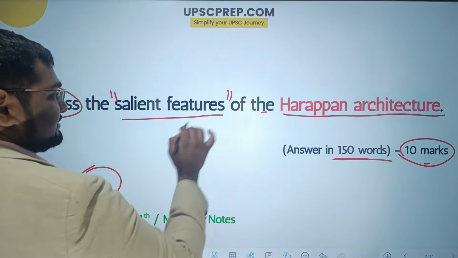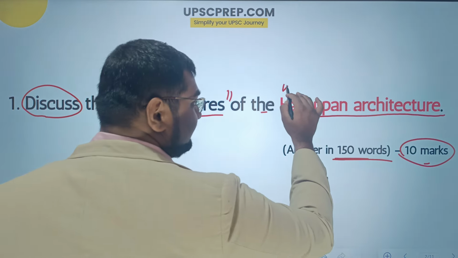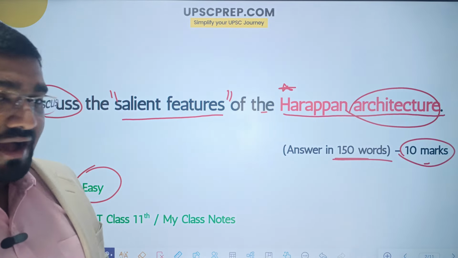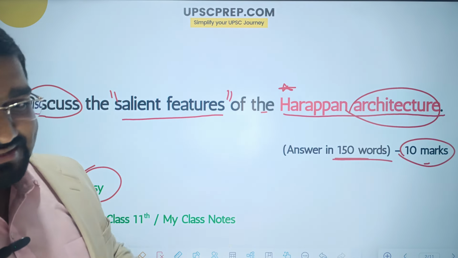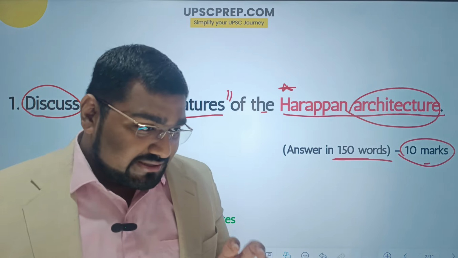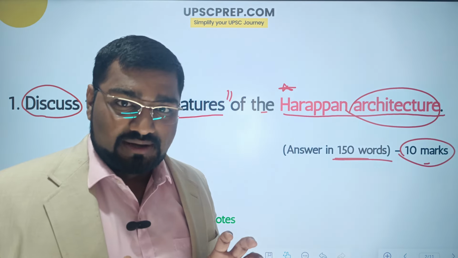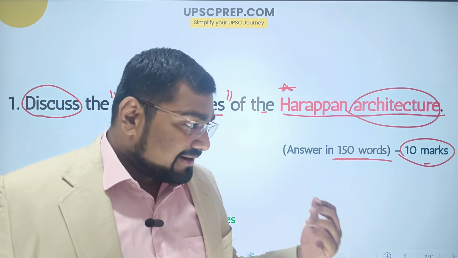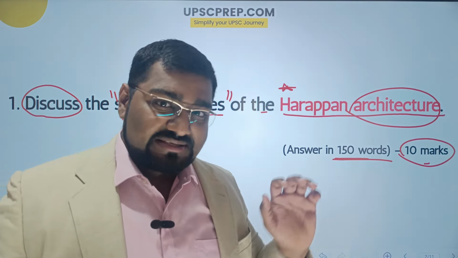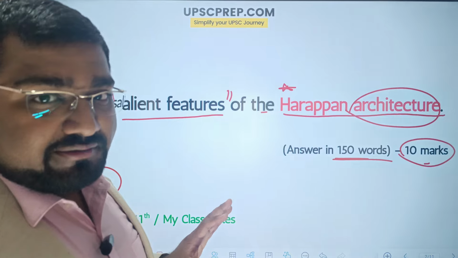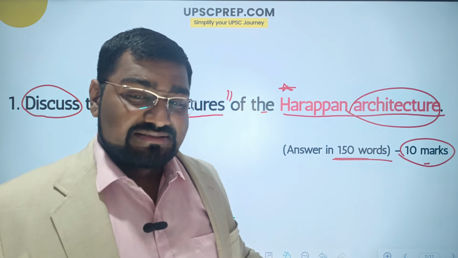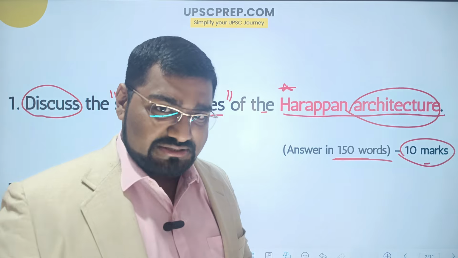All the salient features associated with the Harappan architecture. They are talking about architecture, right? So we'll discuss in detail. Now, in this question, you need to stick to the architecture, right? Many of the students might be writing about the sculptures, they might be writing about the different seals and all, right? That is not the demand. Identify the demand. Demand is the architecture, that is the town planning and the associated things with it.